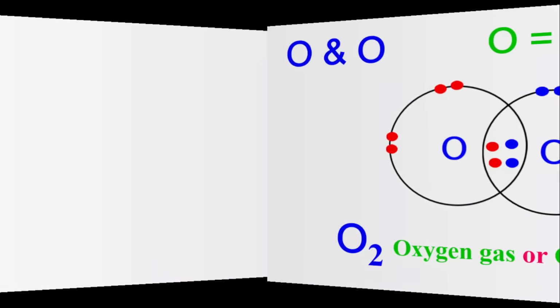So now we know this. Each oxygen has six valence electrons, so therefore each of them requires 2 more electrons. What we're going to do is bring them together and share the 2 electrons that each needs. So notice that I took 2 from the red side and 2 from the blue side. They are sharing these 4 electrons together. And that's O2, the oxygen gas we need to survive, to breathe, and respire.